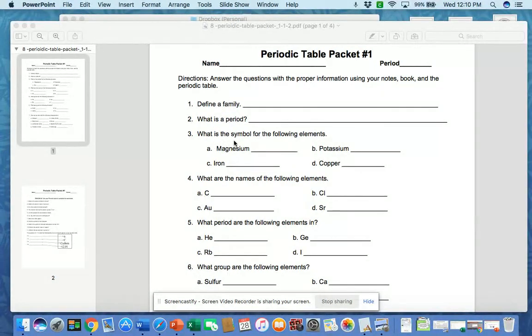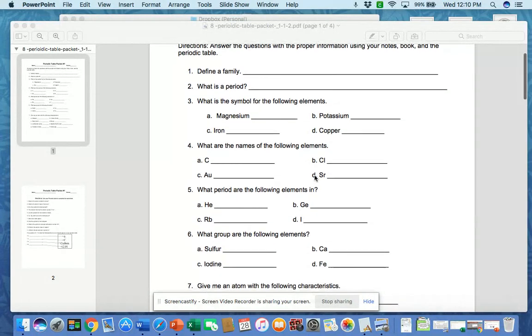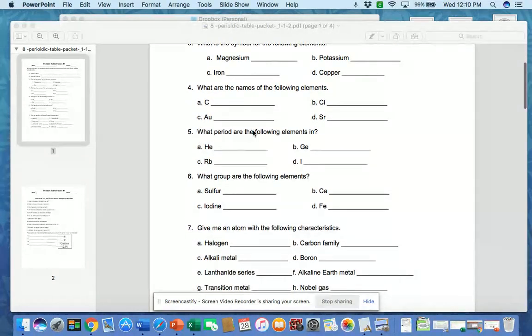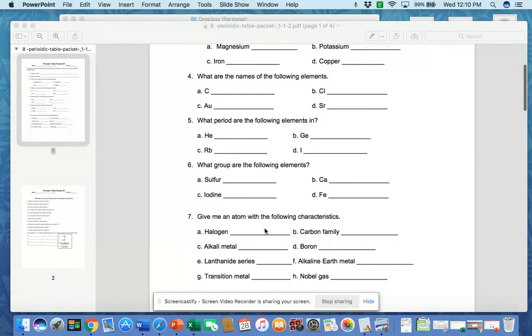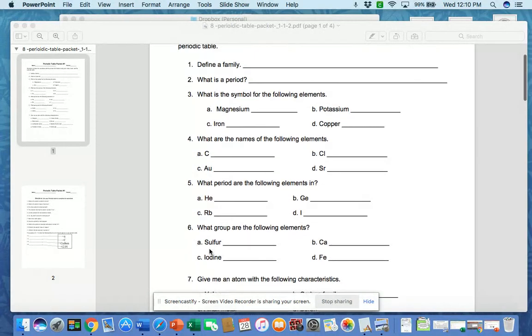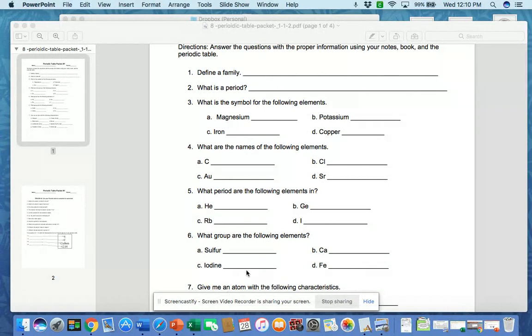Then you're going to look on your periodic table and tell me what the symbols are for magnesium. For example, magnesium is Mg, and you can find the rest of them. Then you're going to identify the element's name for these symbols. Then tell me what period these ones are found in and what group these ones are found in, okay? And for this one, don't worry about number 7, cross that one out. We're just going to do 1 through 6 today, and then we'll go over them and go over our notes when we get there.